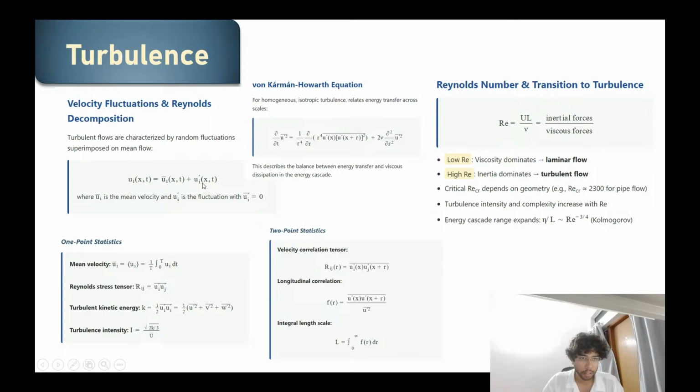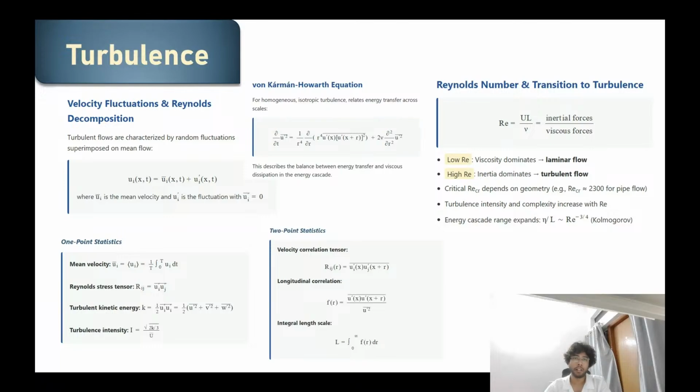Now, from there, we can define the Reynolds stress tensor as R_ij equals the average of u_i prime u_j prime, where the bar represents the average. This is the mean velocity definition, of course, and the turbulent kinetic energy is defined like this. The intensity of turbulence is defined in terms of the kinetic energy and the mean velocity. So this parameter is a measure of turbulence.